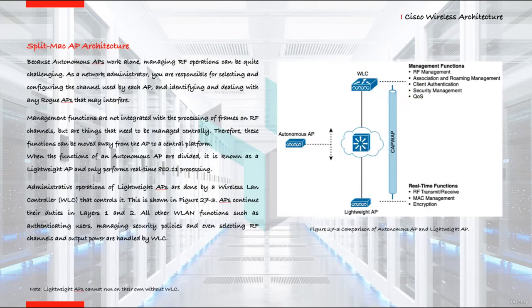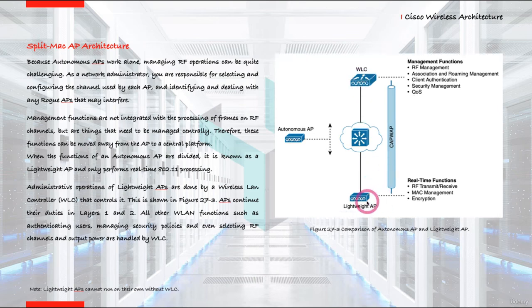Let's look at the split MAC architecture on this page, and in split MAC, we outsource some of the features of autonomous access points to the wireless LAN controller and some to the access point. Previously RF management, association and roaming management, client authentication, security management and QoS, RF transmit, receive, MAC management and encryption on the autonomous access point were all done by the autonomous access point alone.